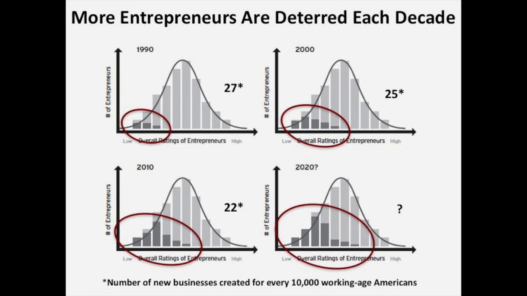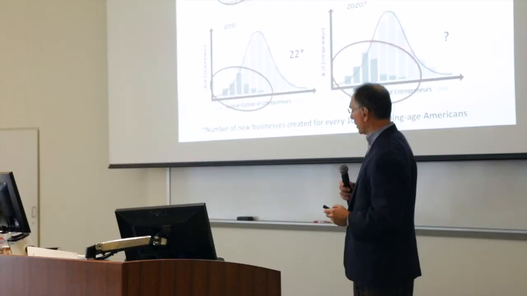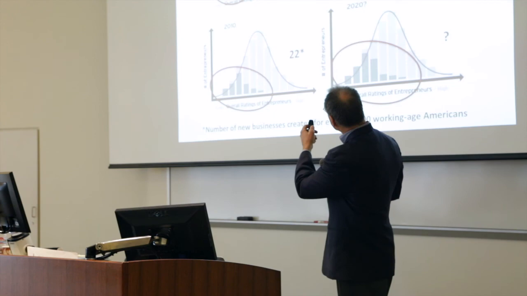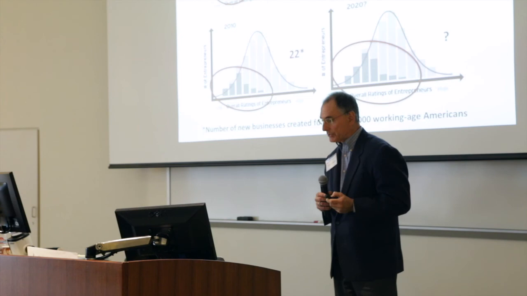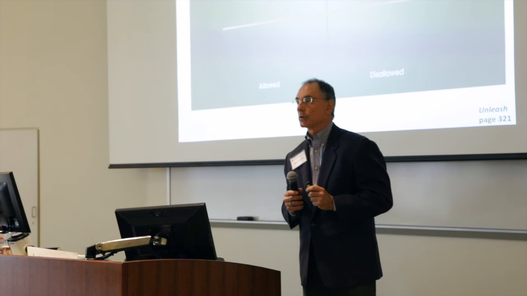This is a study of the number of new businesses created for every 10,000 working age Americans, and it has gone from 27 to 25 to 22 over the last three decades. Who knows what it'll fall to the next decade. Let's look at the impact of civil regulation on innovation. Here's one way to think about it.